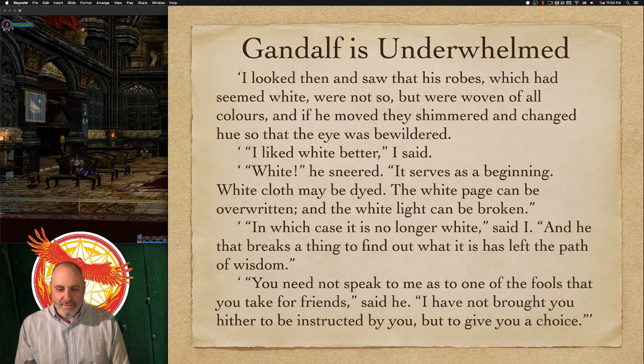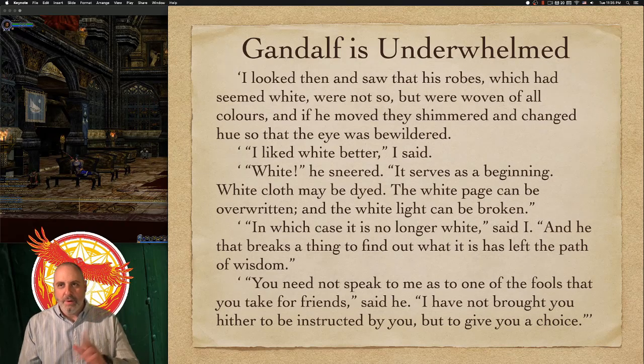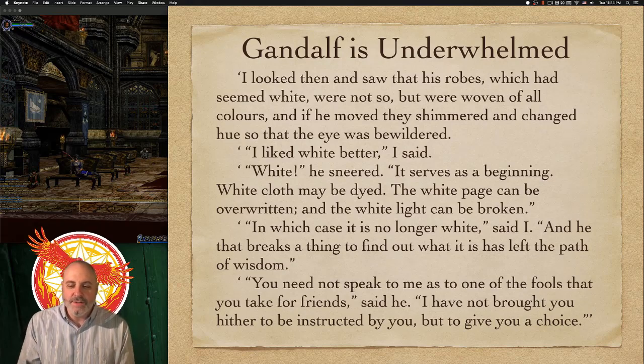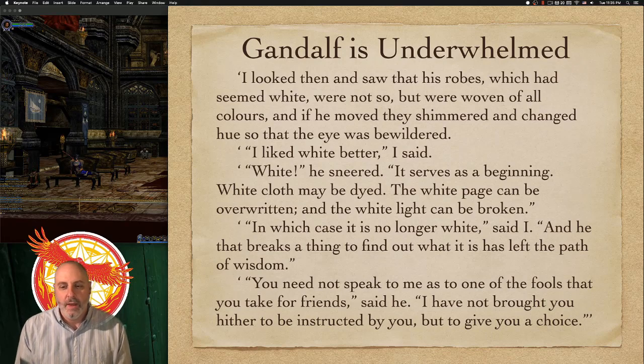And then Gandalf's favorite speech, in which case it is no longer white. So let's just pause there for a second. What is Gandalf saying to Saruman? In which case it is no longer white. It's like he's acknowledging what Saruman has said.